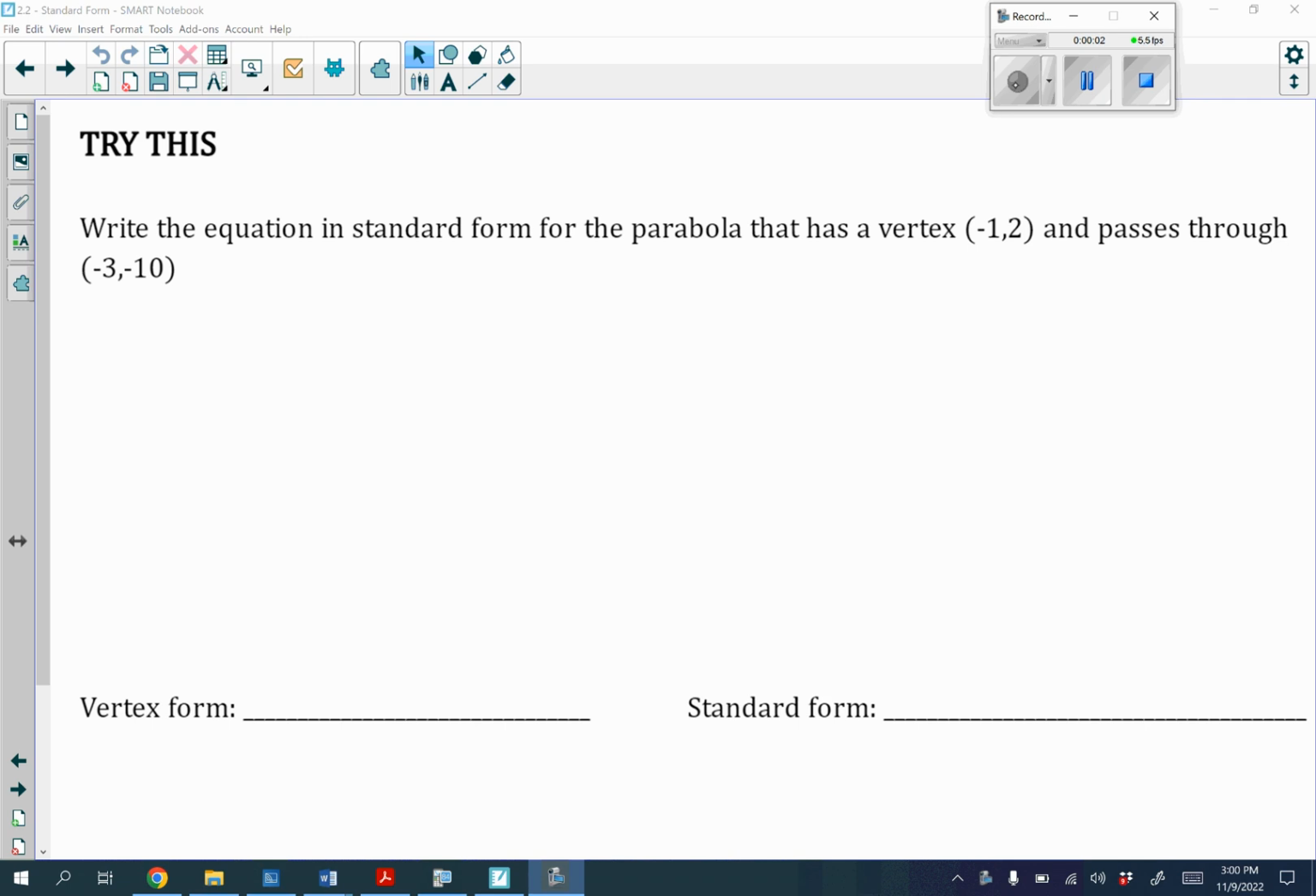Hey everyone, so here's the notes for section 2.2. We are actually just doing part of our 2.2 notes over quadratic regression.